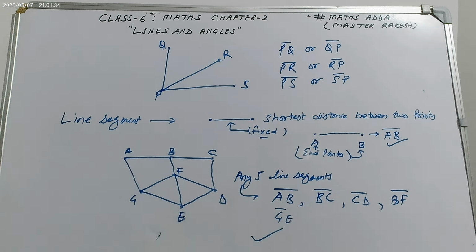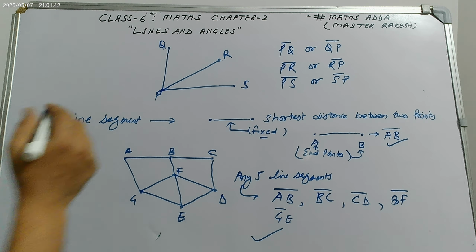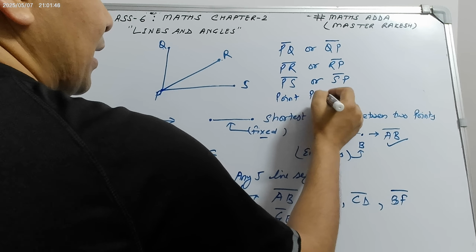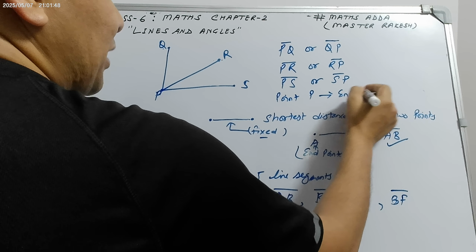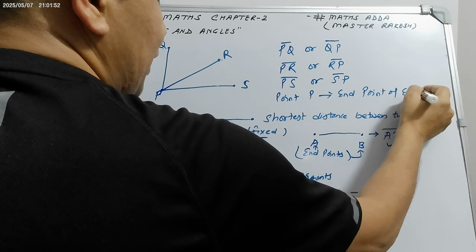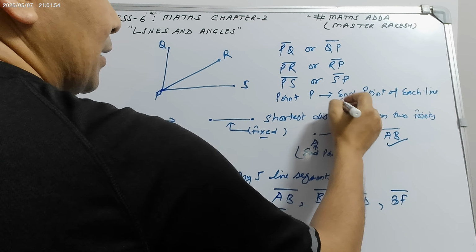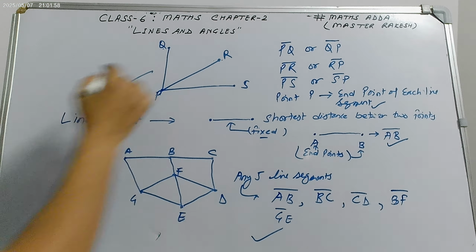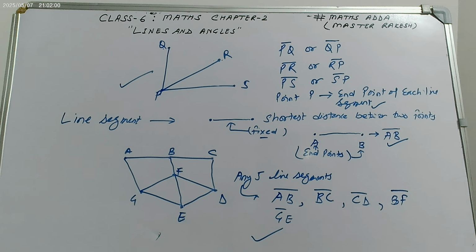So from the figure it is clear that point P is the end point of each line segment. So this is all about this.